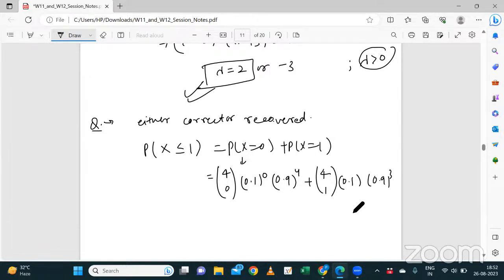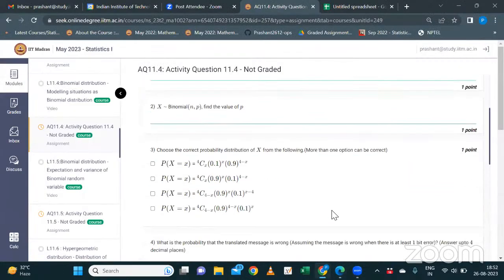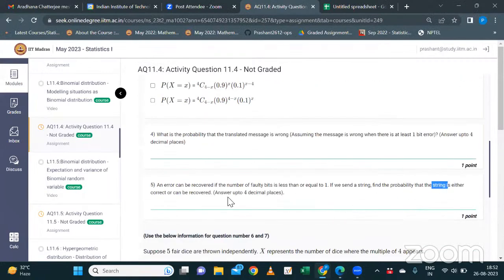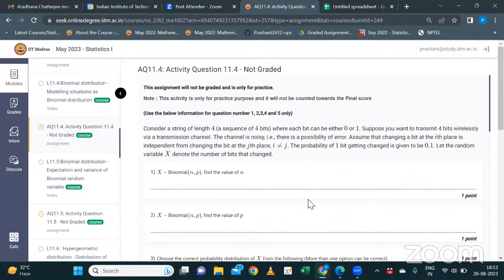And also we have to add... we don't have to add the case where the strings are not faulty at all. No, the question says we have to find the case where the string is either correct or recovered, right? And I know I can recover if the number of bits in error is less than or equal to 1. That's all. So the string being correct is the same as getting 0 errors, correct?